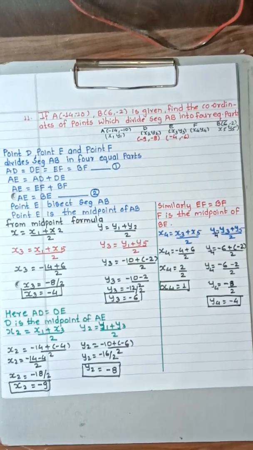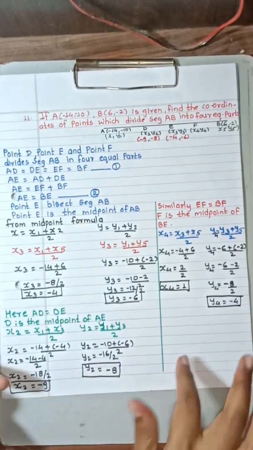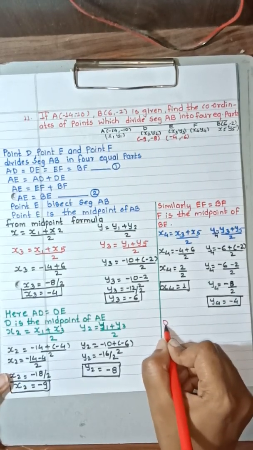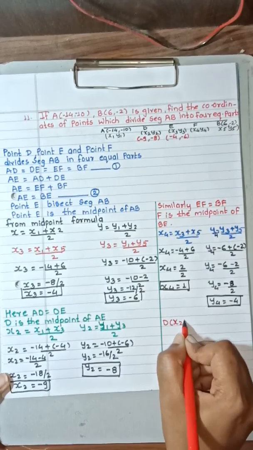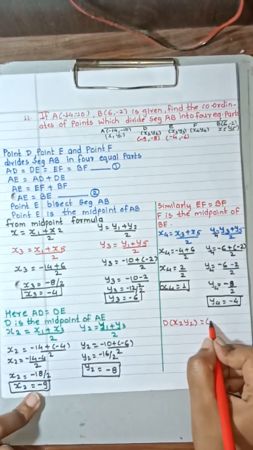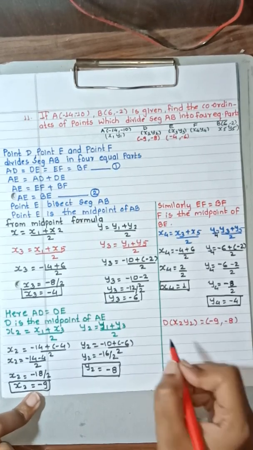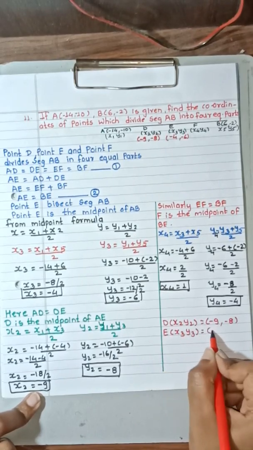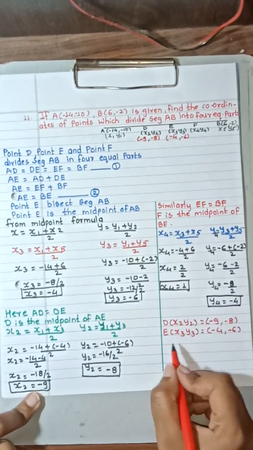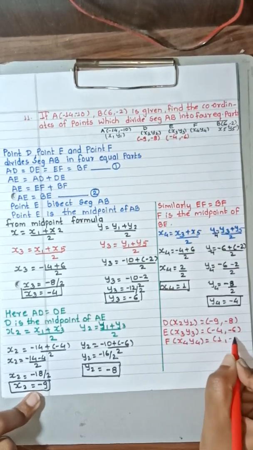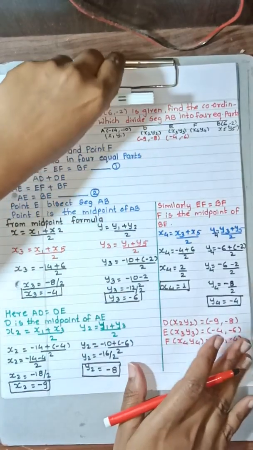Okay, so in this way we have completed this, and here at the end you may write down coordinates of D, that is x2 y2, that is minus 9 minus 8. Coordinates of E, that is x3 y3, that is equal to minus 4 minus 6, and coordinate of F, that is x4 y4, that is equal to 1 and minus 4. Okay, now in this way we have completed question number 11.